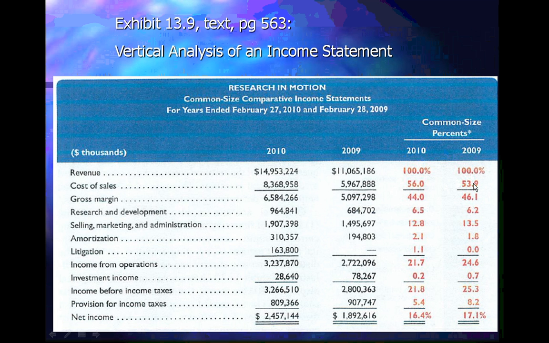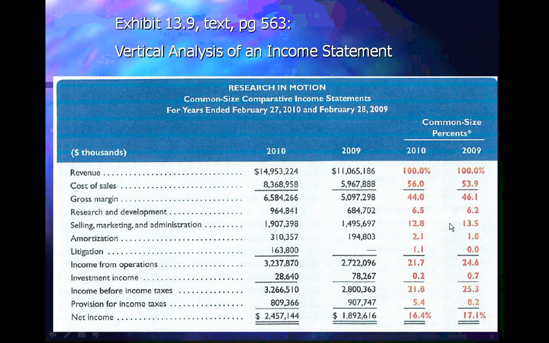In 2009, our cost of sales was 54 cents of every dollar. Now it's 56. It went up. That means our gross margin had to go down. It was 46 cents of every dollar of sales. Now it's 44. Well, it's not terrible, but it's getting smaller. I don't like that. R&D, we spent a little bit more money in 2010 on R&D. Maybe we're gearing up for the next BlackBerry. Maybe we're paying the engineers a lot of money because we've got to compete with the iPhone.